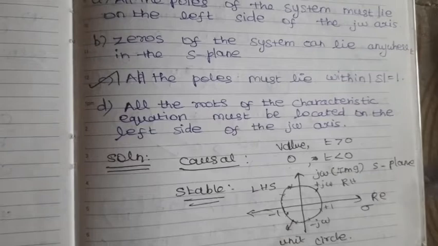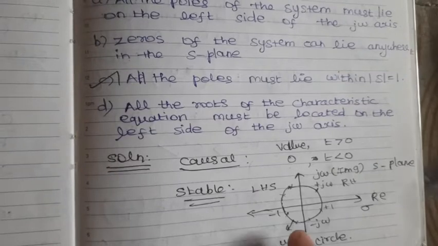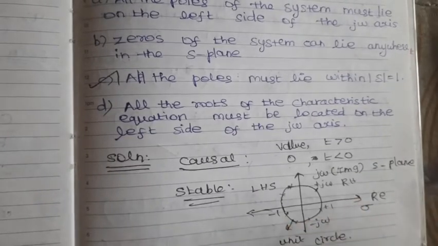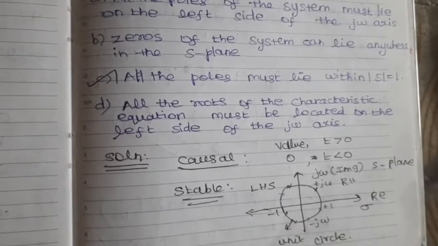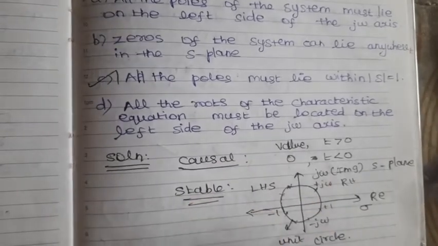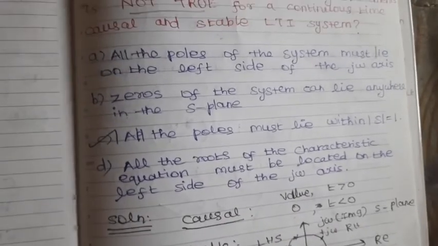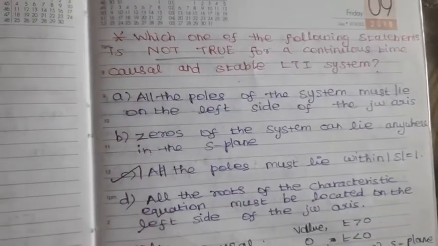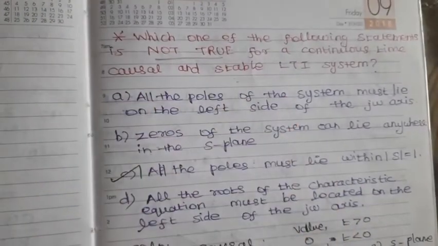That pole location should be in the left half of S plane only. No pole should be in the right half of S plane. So this is the condition for the system to be stable. So we know what is causal and stable. Let's see the options one by one and identify which one is the wrong statement for these two conditions.